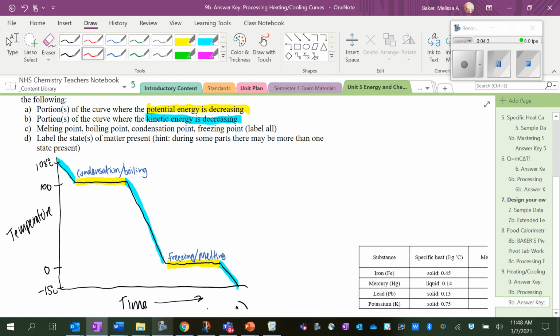And then we need to label all the states of matter. So here we've got a gas, here we've got a gas and a liquid, here we've got a liquid, here we've got a liquid and a solid, and here we've got just a solid.